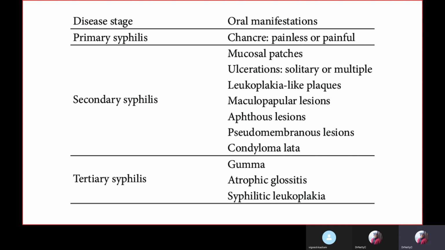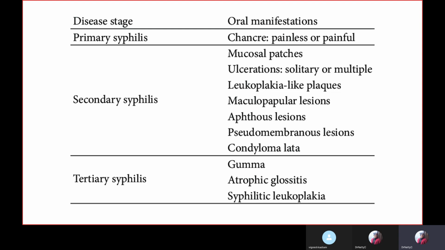Then you have secondary syphilis. In secondary syphilis, you have mucosal patches. There can be a solitary ulcer, or multiple ulcers which coalesce. If the ulcers join, they form something called a snail track pattern. So always remember, snail track ulcer is a classical feature of secondary syphilis. Apart from that, it also has leukoplakia-like plaques, maculopapular lesions, syphilitic glossitis and condyloma lata. Then for tertiary syphilis, the features are gumma, atrophic glossitis and syphilitic leukoplakia.